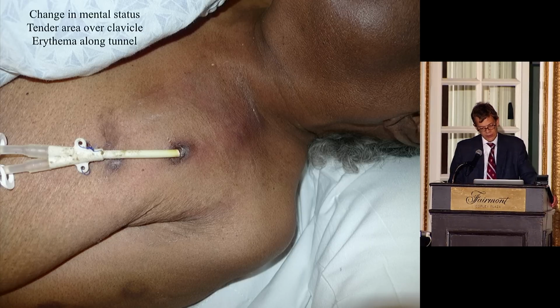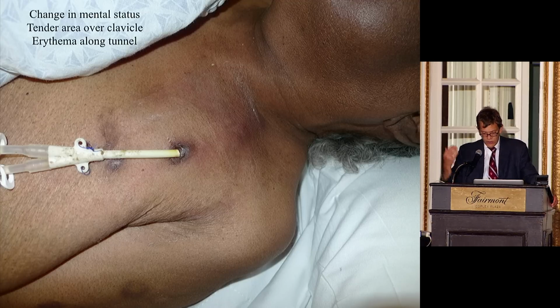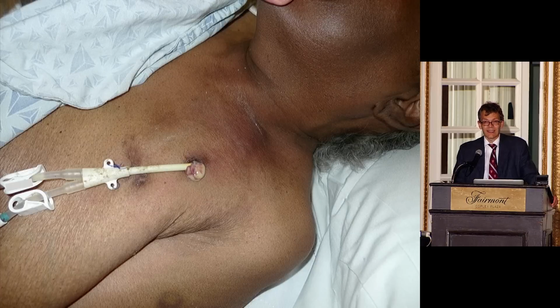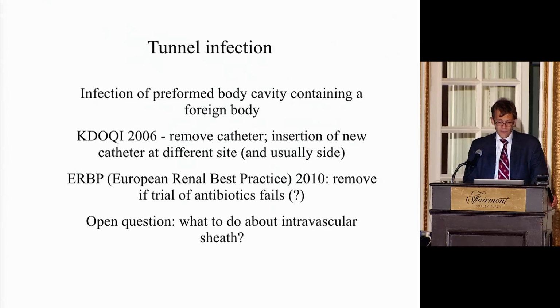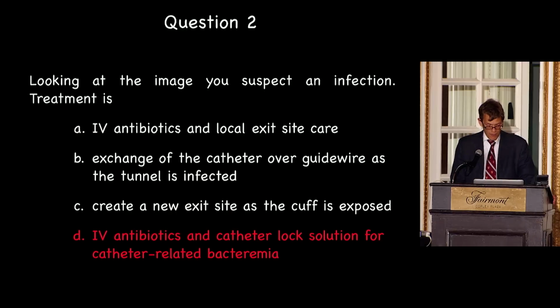So here we have a patient that presents differently than the first patient. There's mental status changes. There is some erythema overlying the tunnel tract. And if you then do this little massage swoop towards the exit site, you can harvest copious amounts of purulent material. Tunnel infections, catheter has to be removed, and you have to either go to the other side or create a new tunnel.